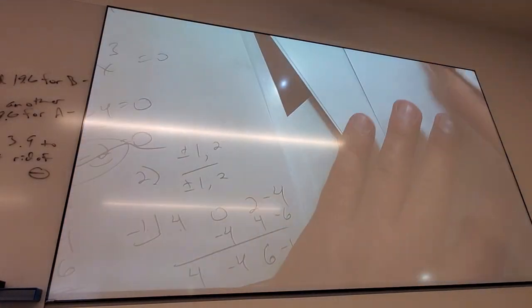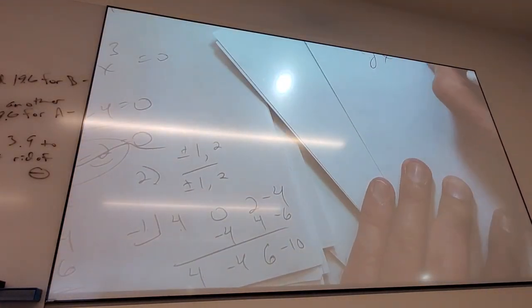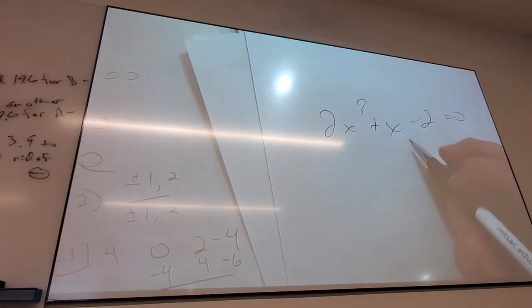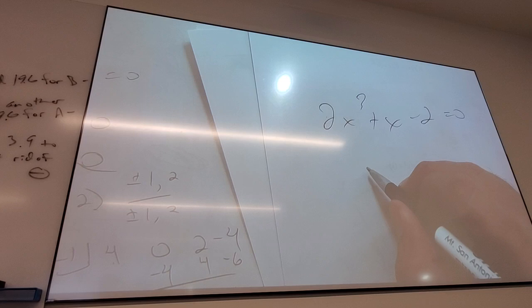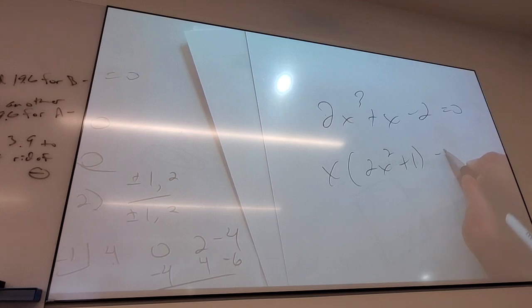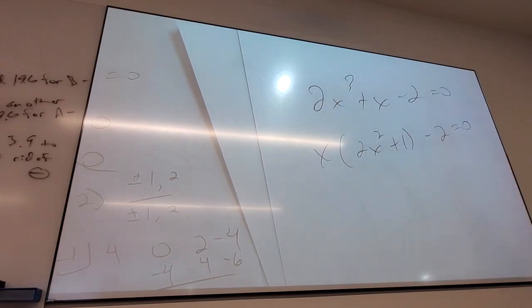So if I have 2x cubed plus x minus 2 equals 0. Go at me again. We take x out of the first two. 2x squared plus 1, minus 2. And then if we can take 2x squared plus 1 out, and add it to the other one and see if that's a correct equation. Does that make sense? No, there's no legal way to do that.